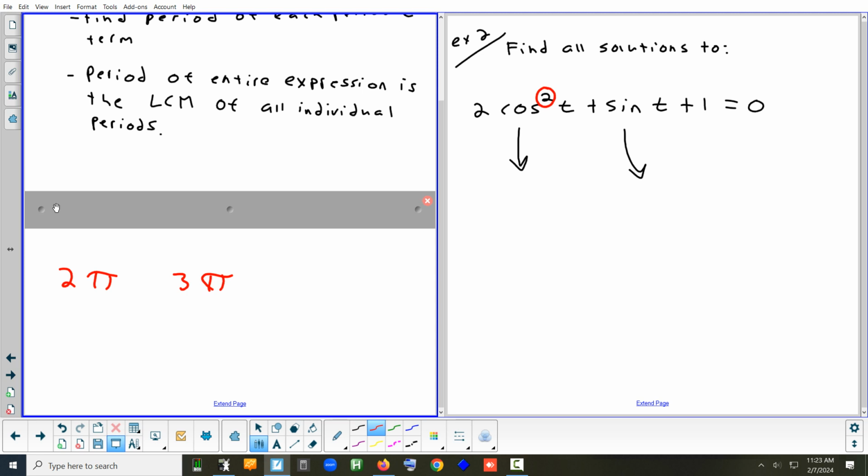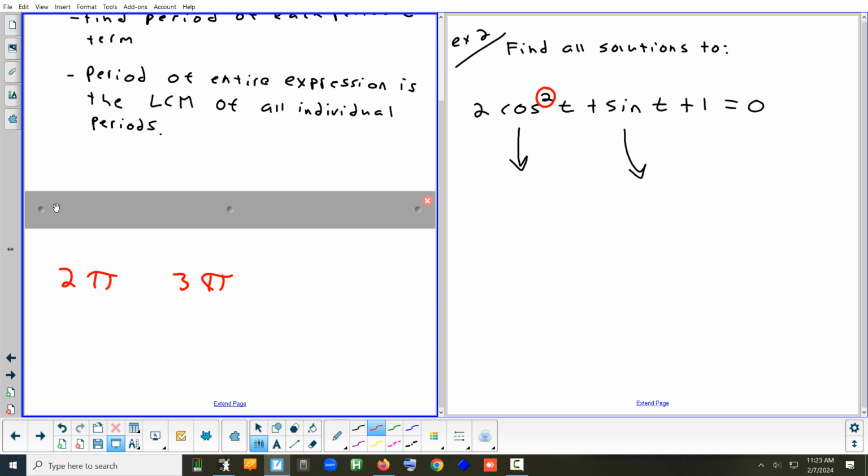Most of the time, the least common multiple is going to end up being pi or 2 pi. That's usually what it comes out to. All right, so let's look at this one on the right. Let's start with sine.